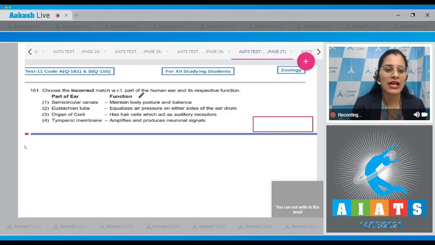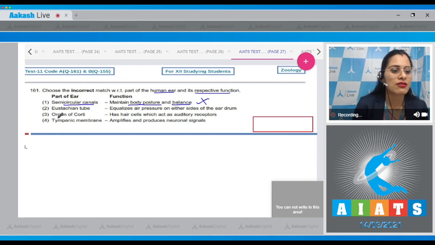Choose the incorrect match with respect to part of the human ear and its respective function. The very first option is semicircular canals, and as semicircular canals are responsible for maintaining body posture and balance, so as it is a correct match, this cannot be a correct answer.